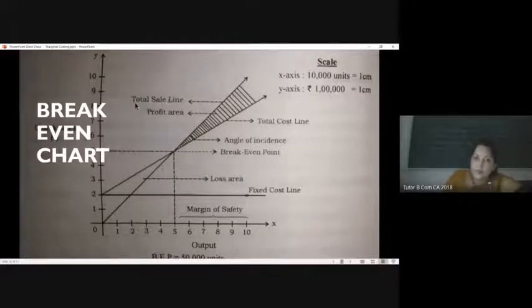Now, the second thing we can learn from here is the angle of incidence. It is the angle formed at the point where the total sales line is intersecting with the total cost line. So we have learned what is margin of safety. We have learned what is break-even point. We have also learned what is the angle of incidence.